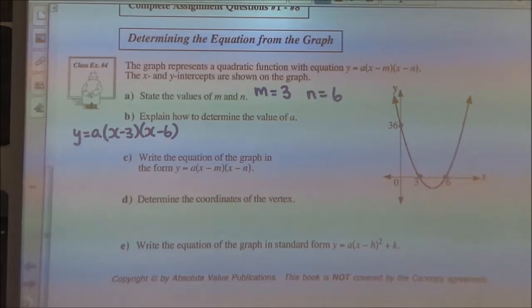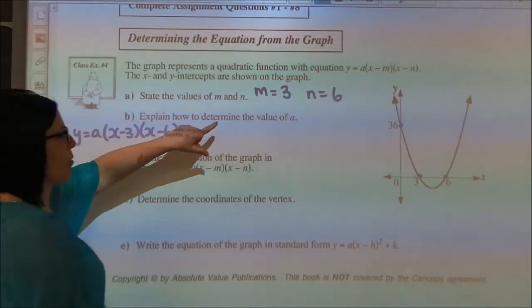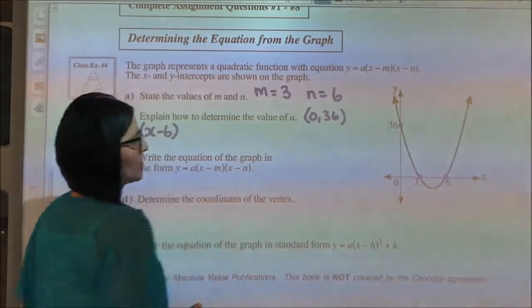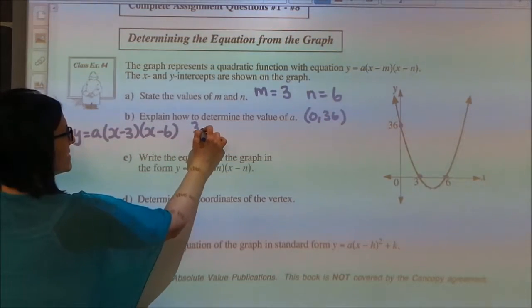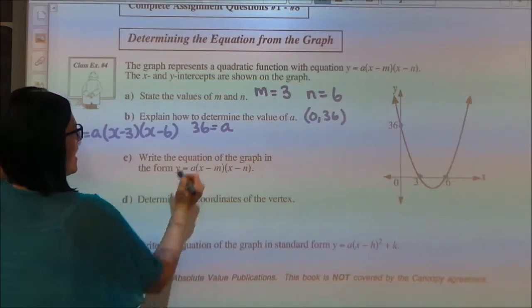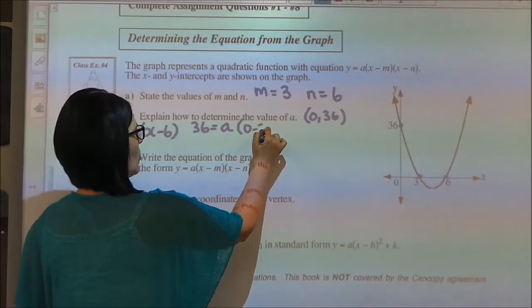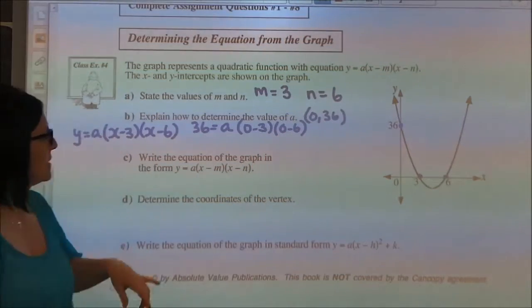The y-intercept. So we can use the y-intercept and put that into this equation. My y-intercept is (0, 36). So I let y be equal to 36, and I let x be equal to 0. So I get 0 minus 3 and 0 minus 6.